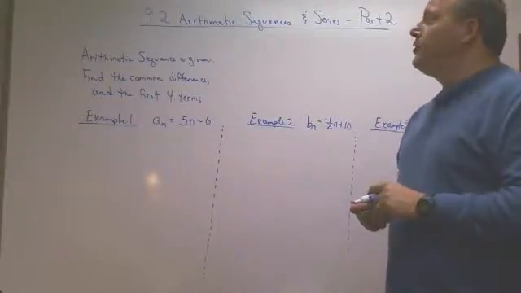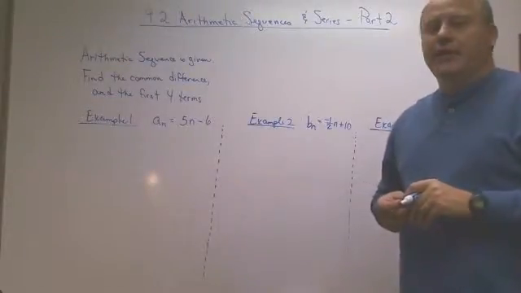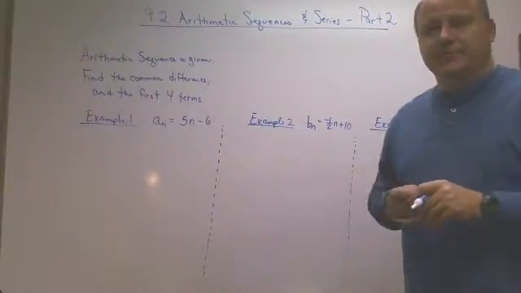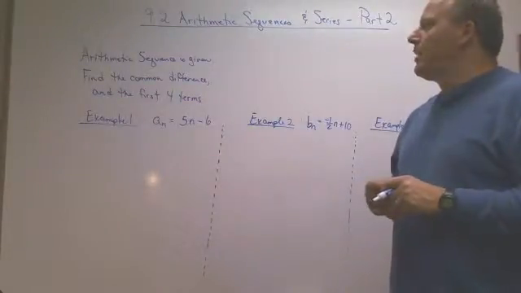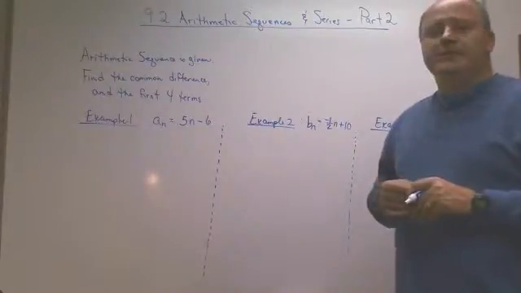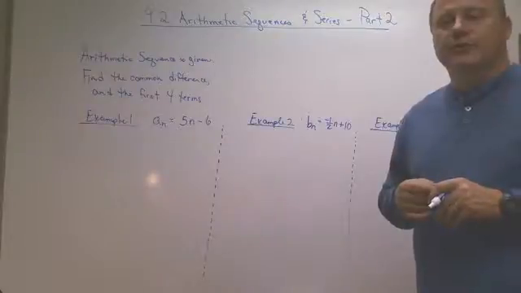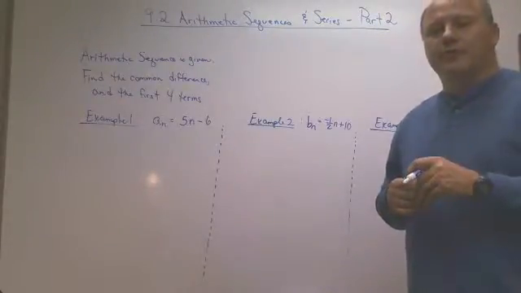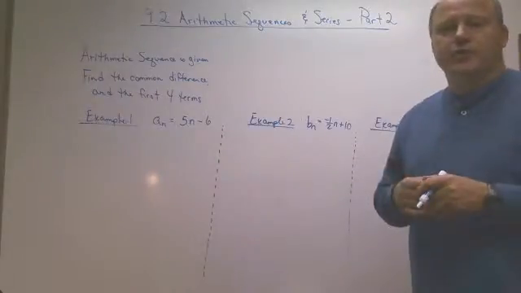Hi, this is part 2 of Arithmetic Sequences 9.2, and these problems all come out of the same section of 9.2. This is when an arithmetic sequence is given to you, and you have to find the common difference and the first four terms. Now, remember, to find the first four terms, you just plug in 1, 2, 3, and 4 into the n, and those are your first four terms.